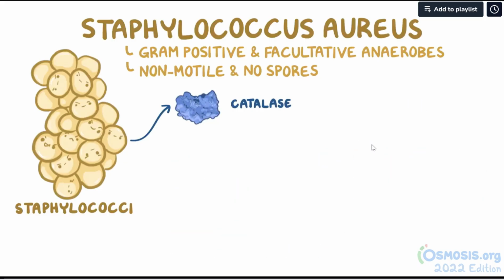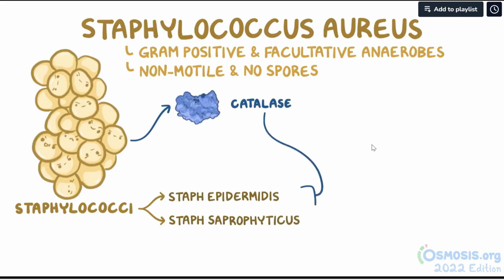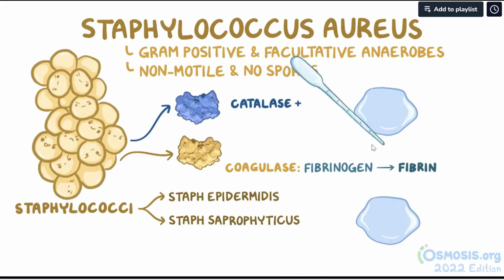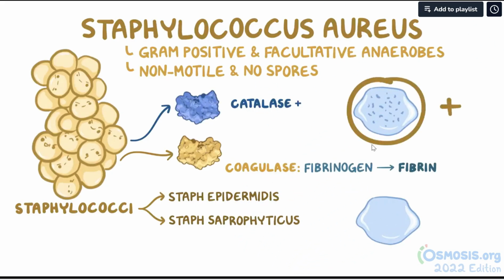Now, a couple of other Staphylococci species, like Staph epidermidis and Staph saprophyticus, are also catalase positive. So to distinguish between them, we can look for another enzyme that's made by Staph aureus, called coagulase. Coagulase converts fibrinogen into fibrin. So let's say that we stir up some Staph aureus bacteria in a liquid emulsion, and then add a few drops of plasma which contains fibrinogen. The coagulase-positive Staph aureus will convert the soluble fibrinogen to sticky fibrin, which then visibly clumps up, whereas coagulase-negative bacteria won't.